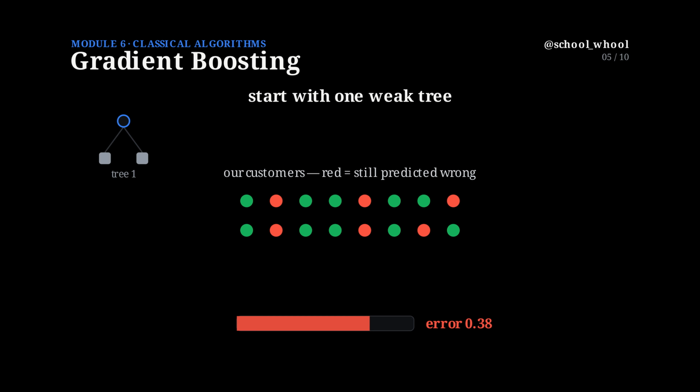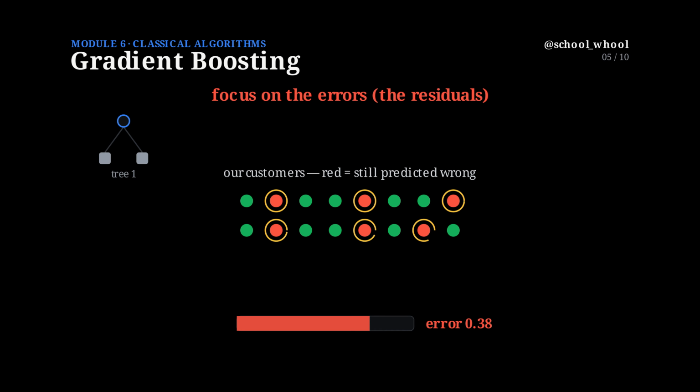So we highlight the points the model got wrong. These are the residuals, the leftover errors that our team still needs to clean up. The next tree will pay special attention to them.